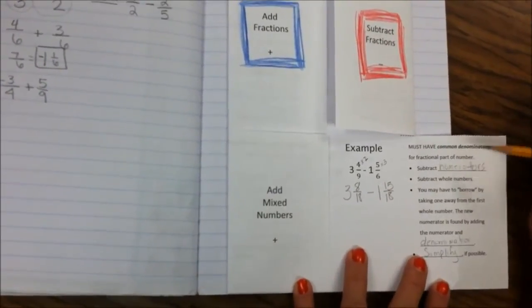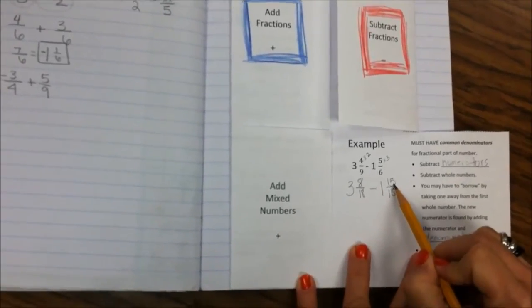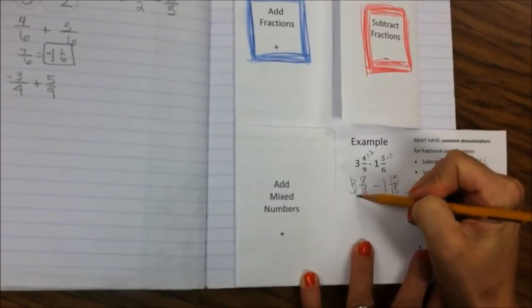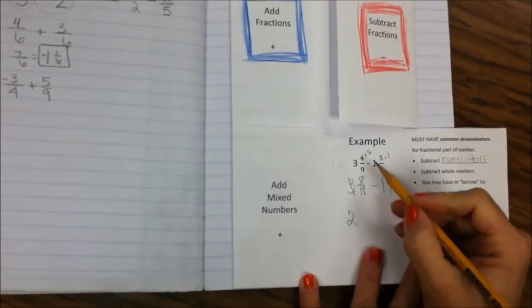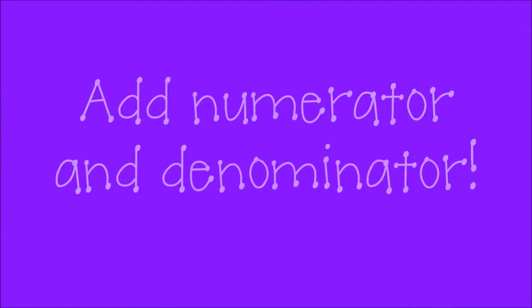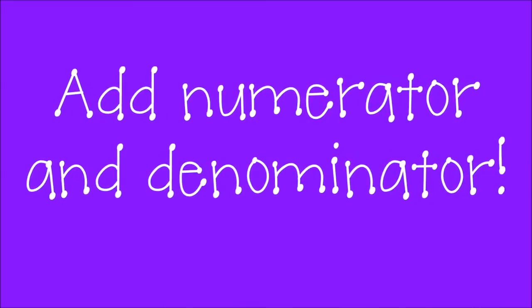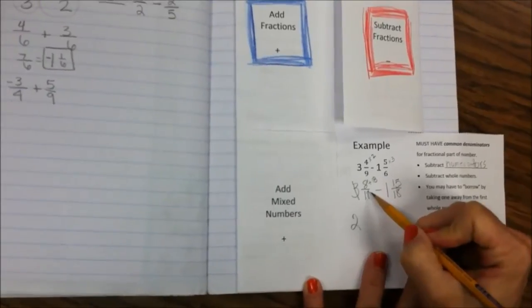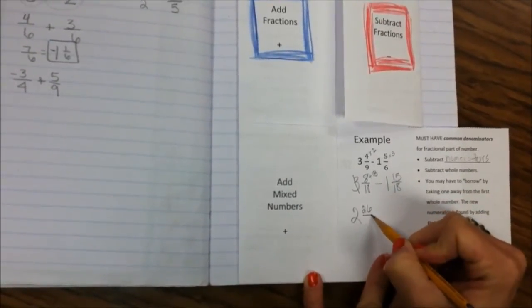You're supposed to subtract the numerators, but we're not able to because the 8 is smaller than the 15. So this is where we have to borrow. So we borrow 1 from the whole number. That makes it a 2. Whatever your denominator is, you add it to the top number. So my denominator was 18, so I'm going to take 18 plus 8, which gives me 26.